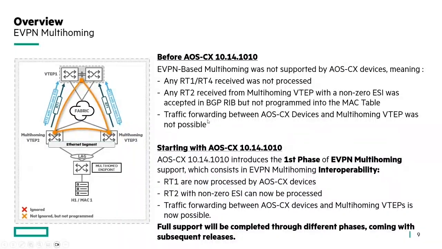And so with 10.14.1010, we've introduced the first phase of EVPN multi-homing support, which consists of the interoperability. So now we're processing the route type 1 packets on AOS-CX devices, and the route type 2 with non-zero ESI can now be processed. And so now traffic forwarding between AOS-CX devices and multi-homing VTEPs is now possible. And as I mentioned, this will be completed through differing phases as we move forward.